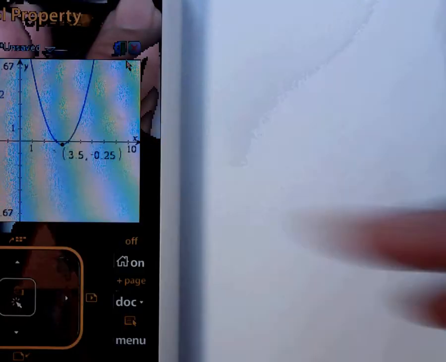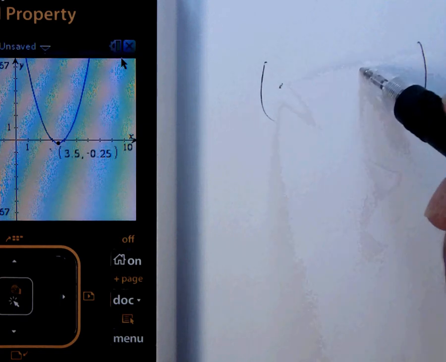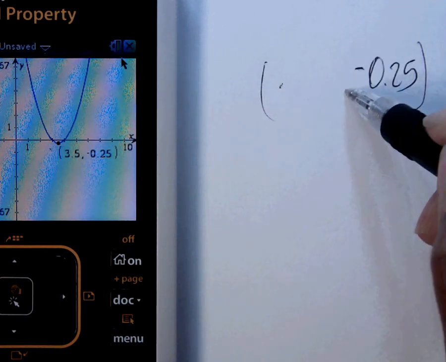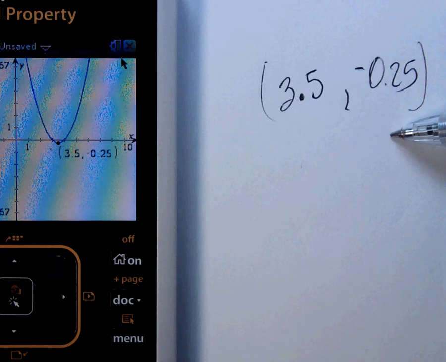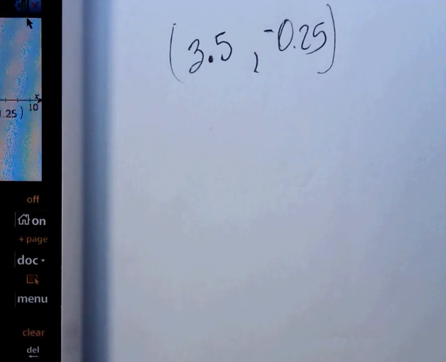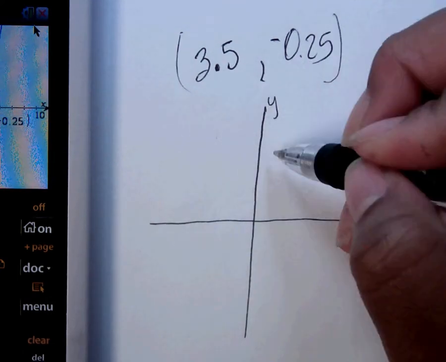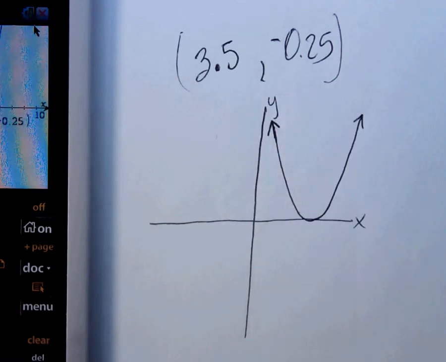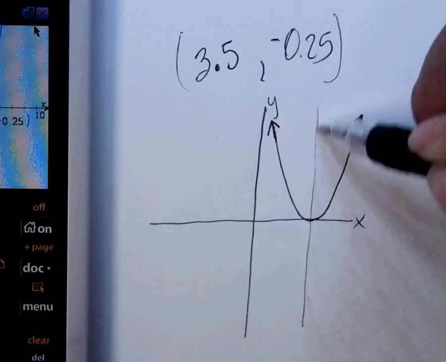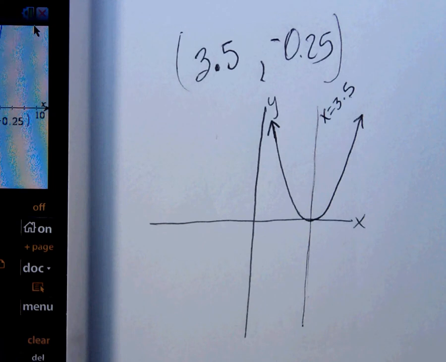So I have now y equals negative 0.25 and x equals 3.5, because this is the x spot, this is the y spot. Now, if I were to graph this, I would see a couple of things. X equals 3.5 is the axis of symmetry line. That's the axis of symmetry.